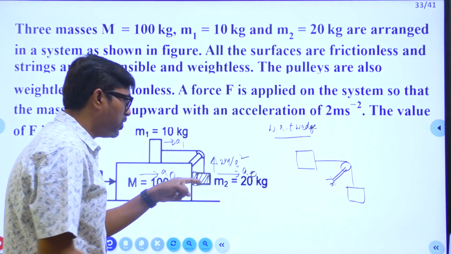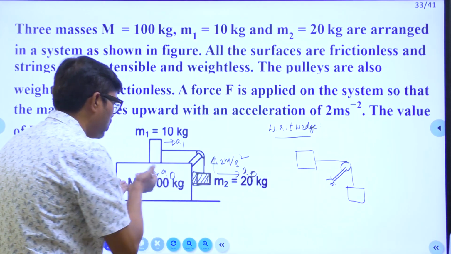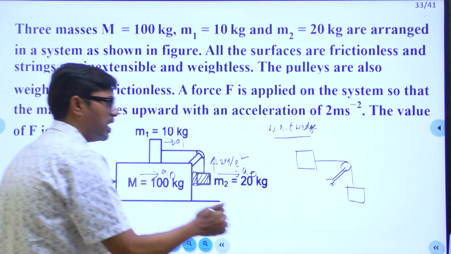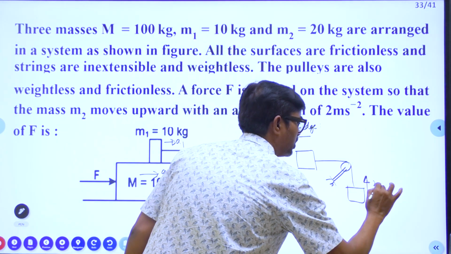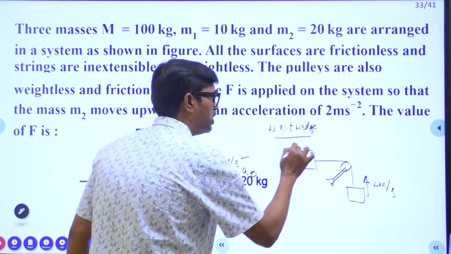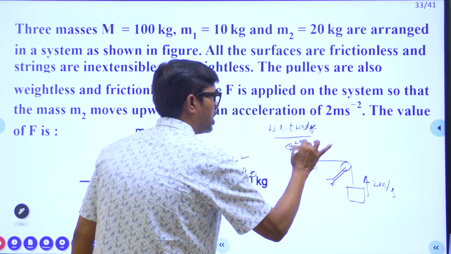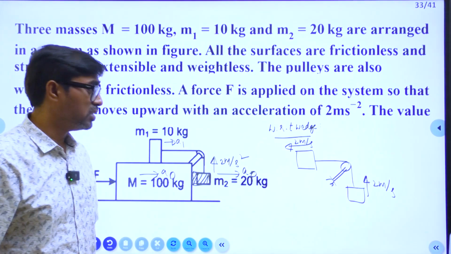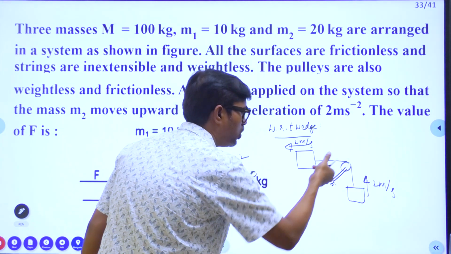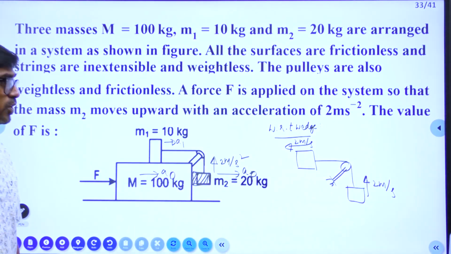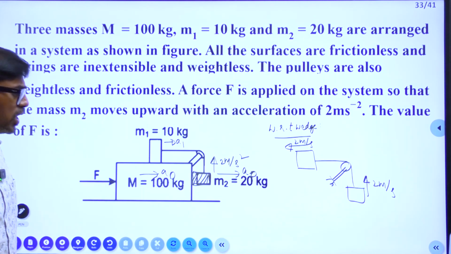Then this block will not have any horizontal acceleration. Relative horizontal acceleration is 0. Only vertical acceleration, this block will have 2 meter per second square. Then obviously the other block also should have 2 meter per second square acceleration because of the string constraint. The rate at which one end approaches the pulley is the rate at which the other end is going away from the pulley. So that's the acceleration you have.